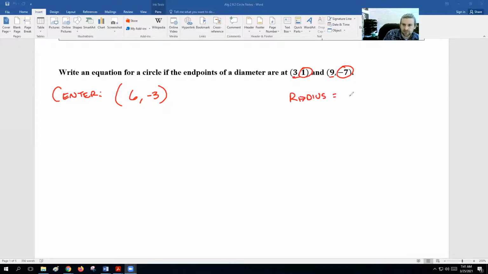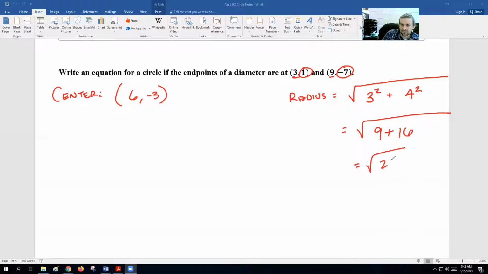To find the radius, we're going to take the square root of, how much does it change going from the center to the edge? From 6 to 3 is a change of 3. Also 6 to 9 is a change of 3. And how much does it change going from -3 to 1? That's 4. Also -3 to -7 is a change of 4. So we would get 3 squared is 9. 4 squared is 16. Add them together, we get the square root of 25.